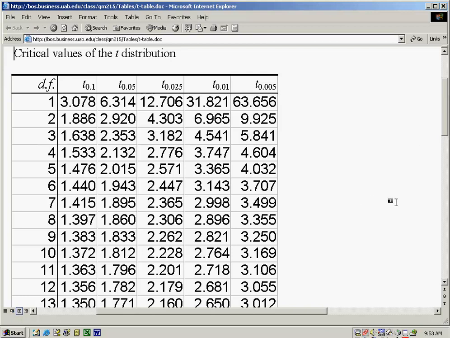So if we had 10 degrees of freedom and wanted 2.5% in the tail, alright, 10 degrees of freedom, this line, 2.5% in the tail, we would use a critical value of 2.228. If we had 5 degrees of freedom and we wanted 5% in the tail, we'd use 2.015, etc., etc. And that's all there is.